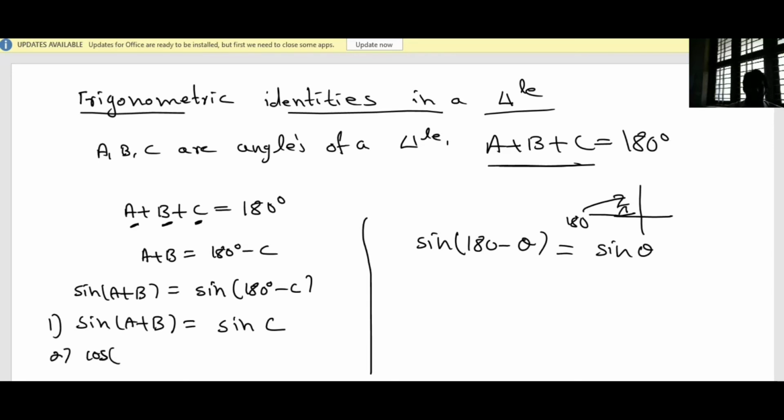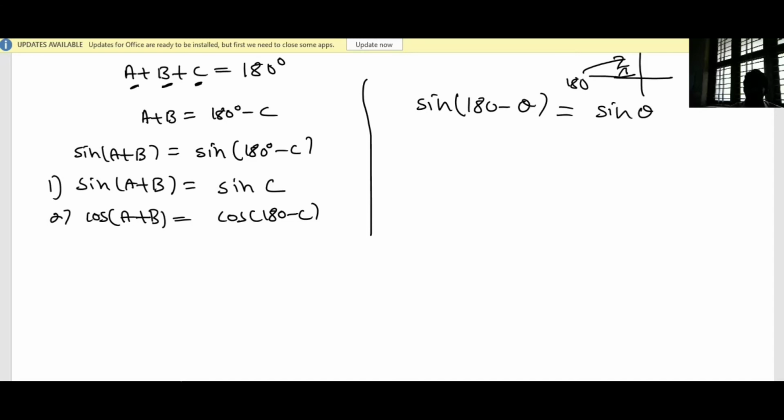Then what happens to cos of (A plus B)? Cos of (A plus B) is equal to cos of (180 minus C). Again, 180 minus C is in the second quadrant. In the second quadrant, what about cos of (180 minus theta)? It is equal to minus cos theta, right? In the second quadrant, cos theta is negative. So cos of (A plus B) is equal to cos of (180 minus C), which is minus cos C. Take it as the second identity.